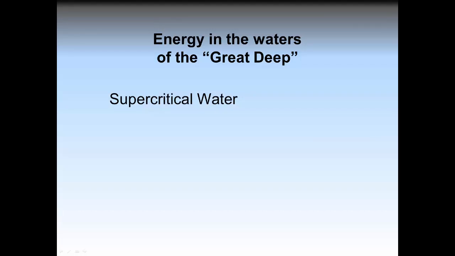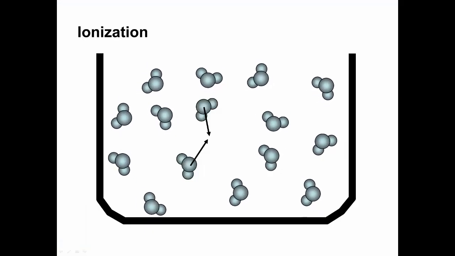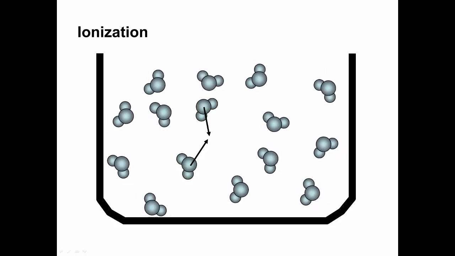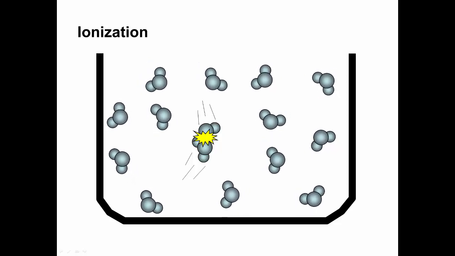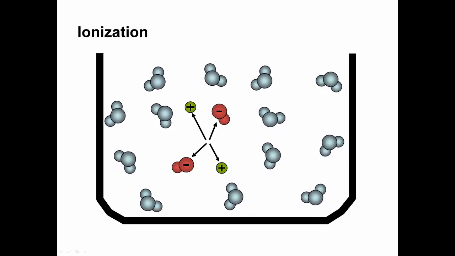But another form of energy stored in supercritical water was electrical ionization energy. So what is ionization energy? Under normal conditions in an open environment, occasionally molecules of a fluid will collide. When they collide with enough energy, the molecules will break apart into charged ions. This happens rarely with water in an open environment.